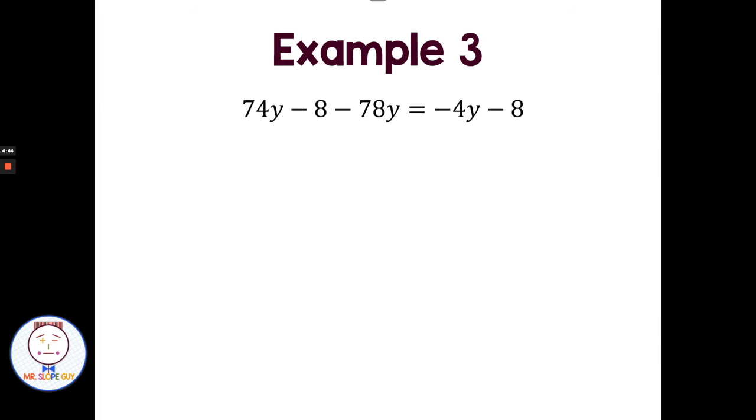New example, example number 3. We have 74y minus 8 minus 78y equals negative 4y minus 8.